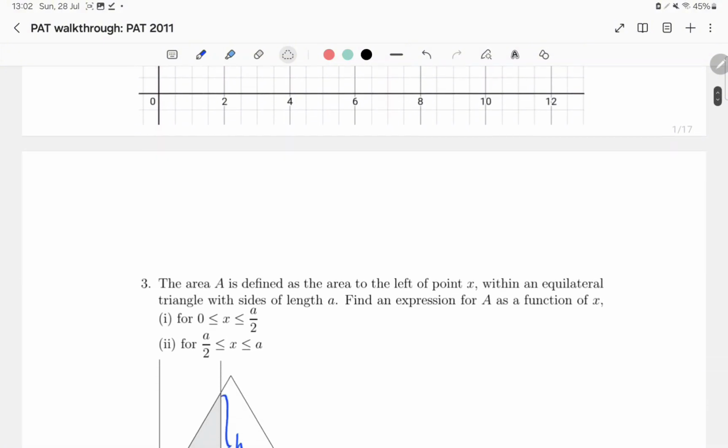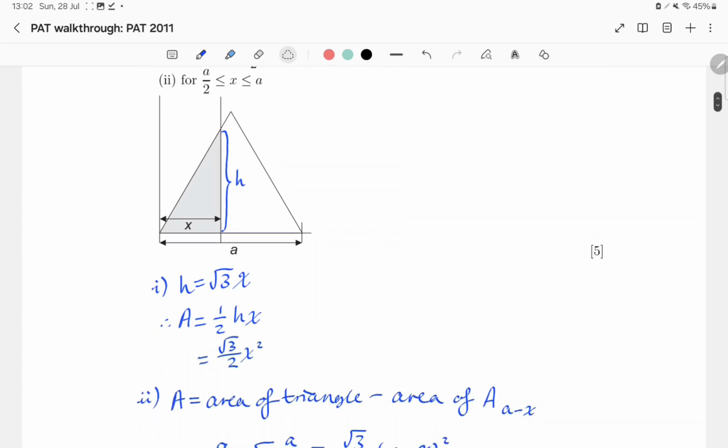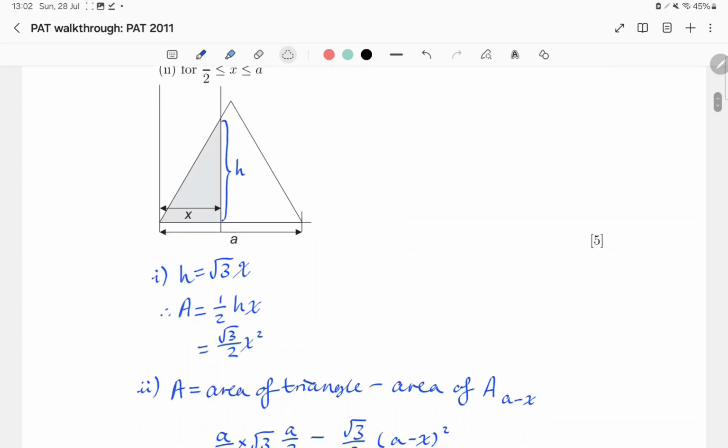Now let's move on. So, for question 3, the area A is defined as the area to the left of point X within an equilateral triangle with sides of length a. Find an expression for A as a function of x for 1, 0 less than or equal to x less than or equal to a over 2, and 2, for a over 2 less than or equal to x less than or equal to a. So firstly, we'll notice here that the height is simply root 3 of x, and therefore A is 1/2 of hx, which is root 3 over 2 of x squared.